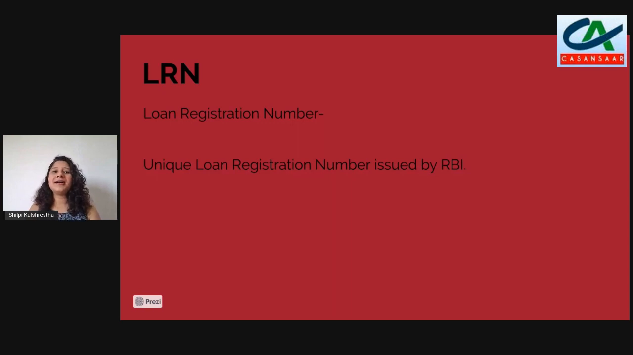One important thing I just want to mention here is, suppose a company is having 3 ECBs, all 3 ECBs would have 3 different LRNs. LRN is ECB-centric, not company-centric. It's not the case that if a company is a single company, the LRN would be a single LRN. No. If a company is having 5 ECBs, there would be 5 LRNs. If a company is having 1 ECB, there would be 1 LRN, right?